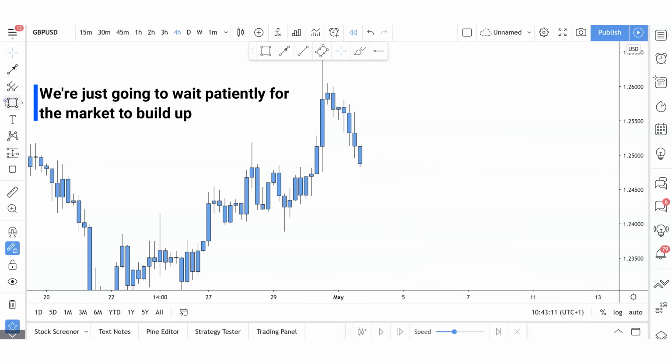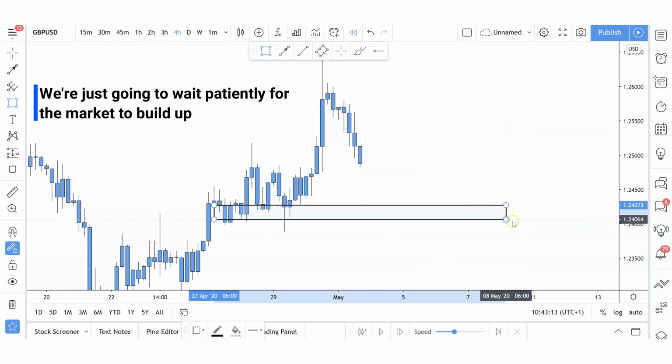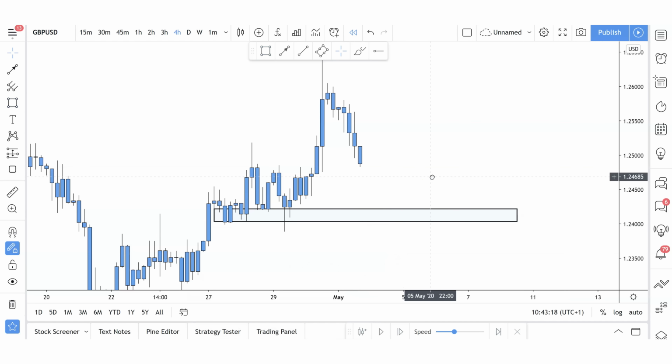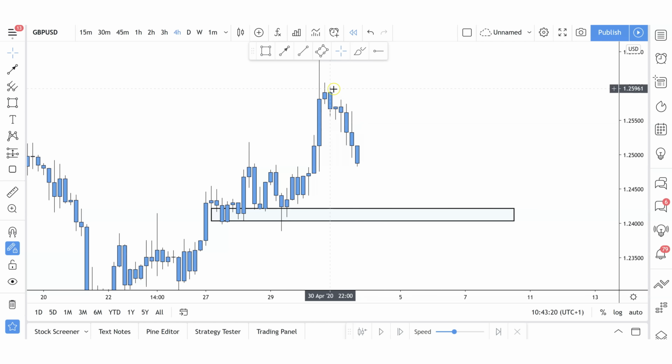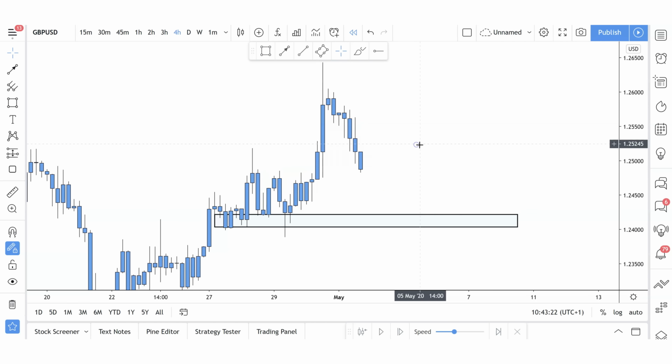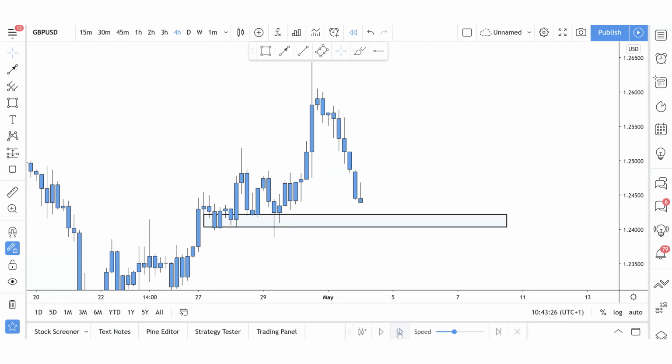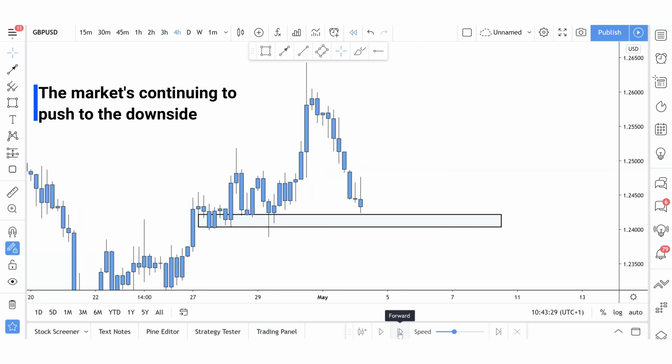We're just going to wait patiently for the market to build up. So let's draw this structural low in here because we know if price comes to this level, it's more likely to react to it. And until structure builds, then we don't know whether we're buying or selling. So let's see what happens. We'll continue to push this. The market's continuing to push to the downside.